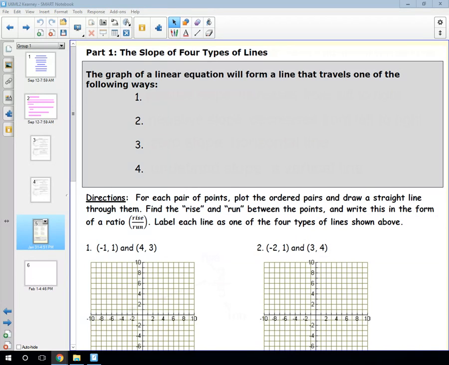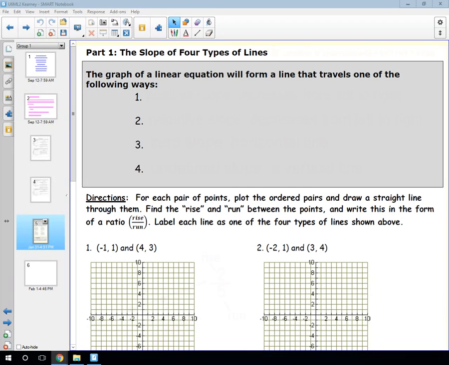Today we are featuring on our math show something called slope, and more specifically, the slope of four types of lines. And today we're going to talk about what those lines look like and how you could immediately look at a line and tell what kind of slope it has.